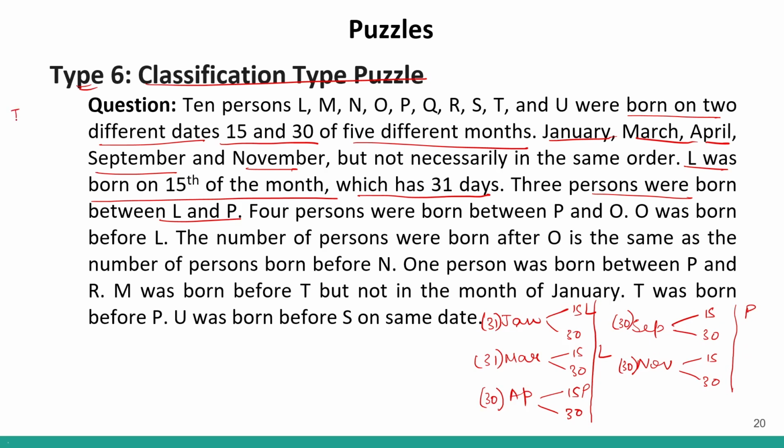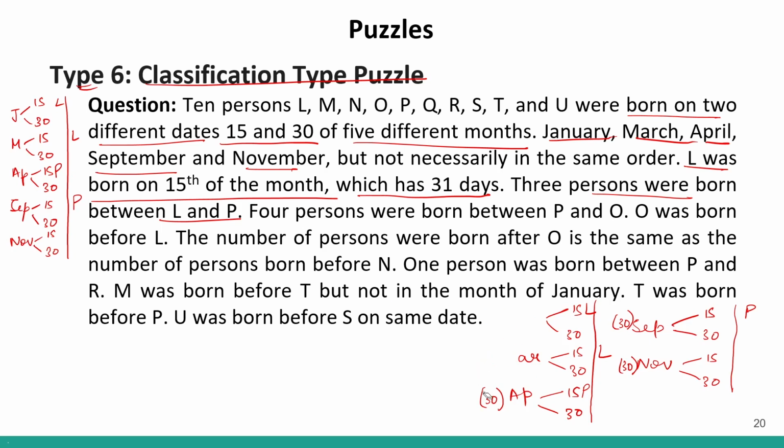Let me draw it over here, okay? Because then we will not be confused. We will have March 1530, sorry, April 1530. Then we have Sep 1530 and November 1530. We got two possibilities. L is in January or L is in March. Correct? L is in January, L is in March. And between L and P, we have 3 people. So 1, 2, 3, we have P over here. 1, 2, 3, we have P over here. This is more clearer, correct? Let us stick to this one.